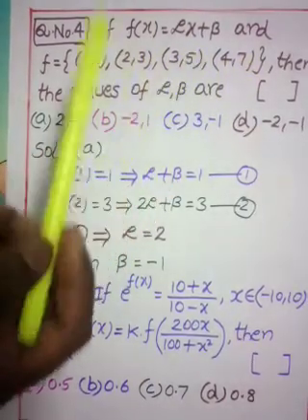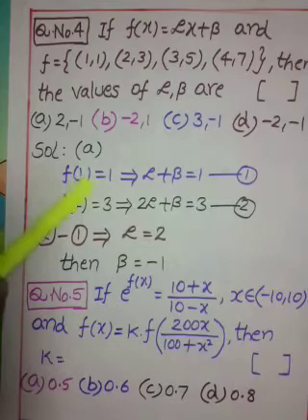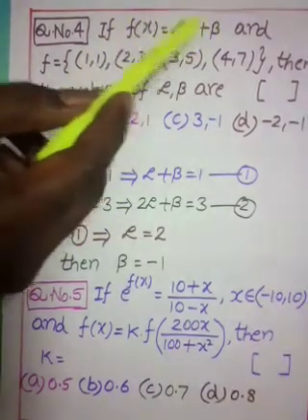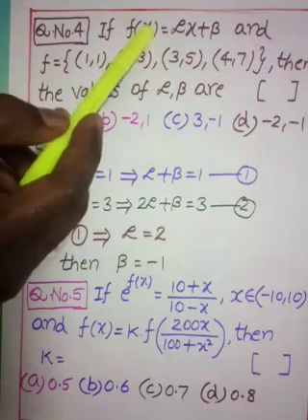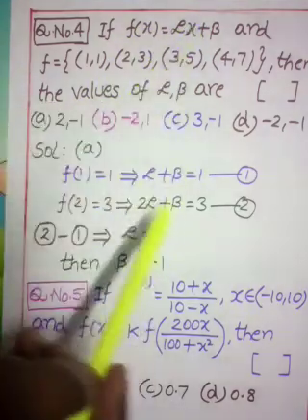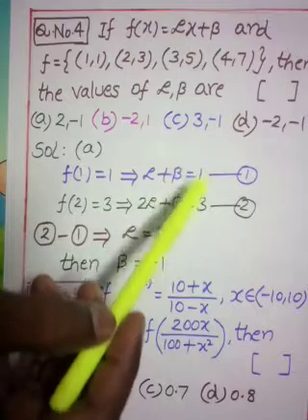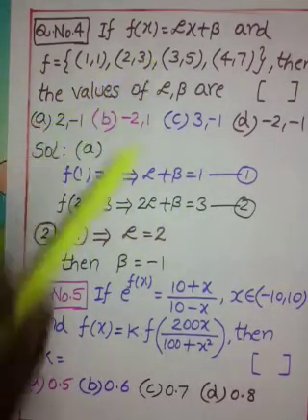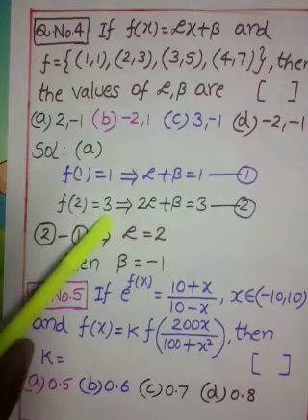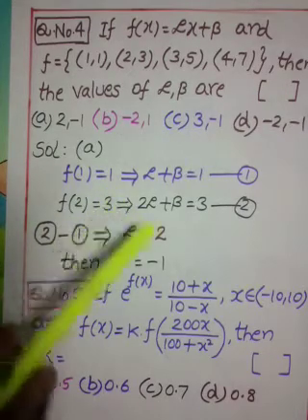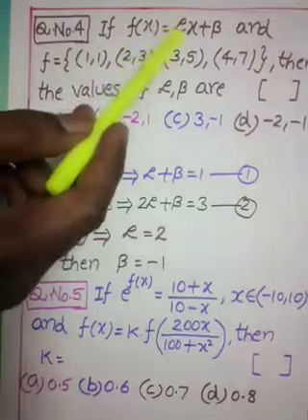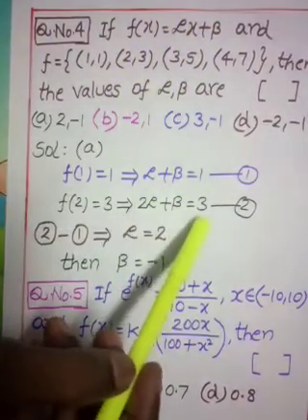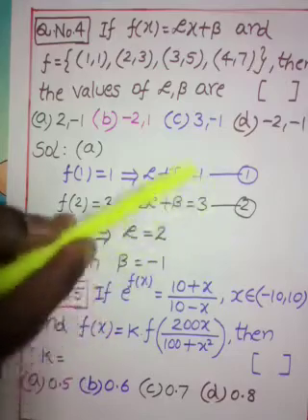Okay, my dear children, recall that previous knowledge. So f of 1 is equal to 1. This implies, in this function we substitute x is equal to 1. So alpha into 1 gives alpha plus beta, that is equal to 1. Similarly, f of 2 is equal to 3. This implies f of 2 means alpha into 2, that means 2 alpha plus beta is equal to 3. Understood these two equations, my dear children?